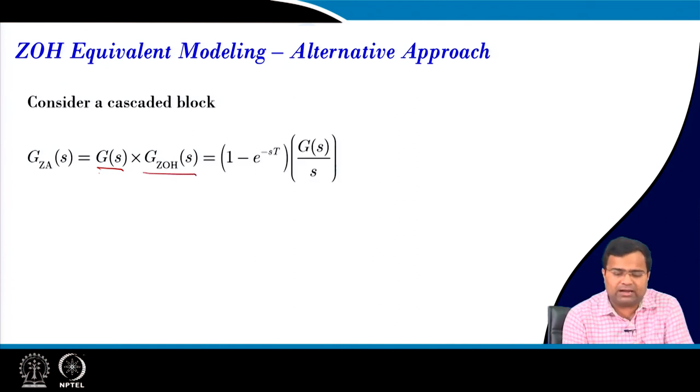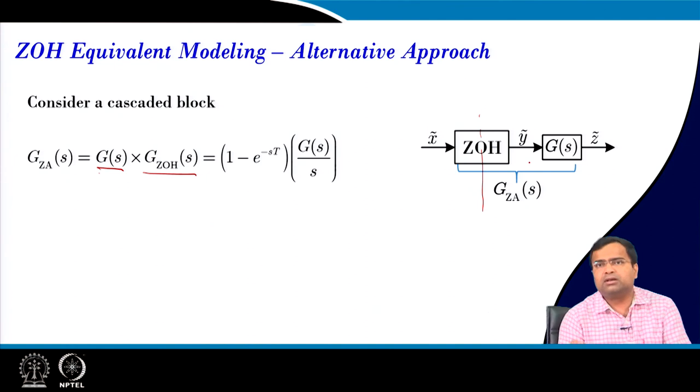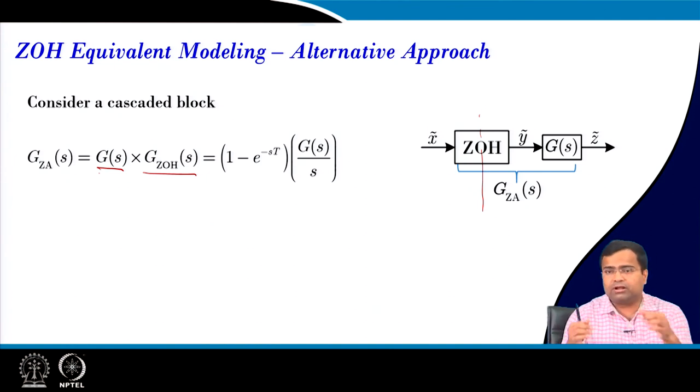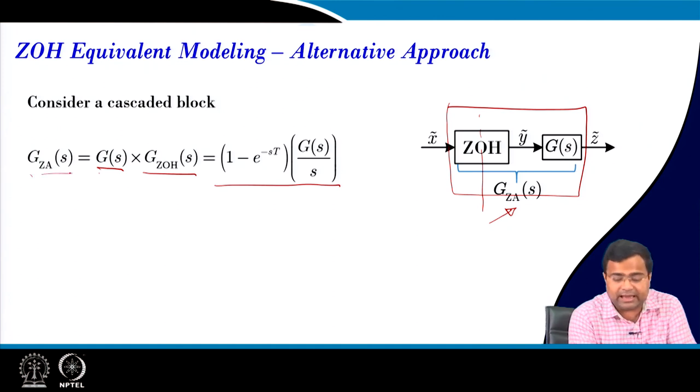can get the equivalent. That means if the loop has a zero order hold element and there is another part of the loop, we club together all continuous time transfer functions, as if on the left side there is a zero order hold. So, we will get this complete model to be a zero order hold equivalent model, and that can be expressed in terms of Z{(1 - e^{-sT}) G(s)/s}.